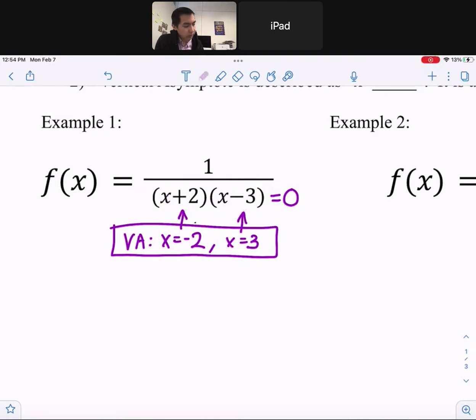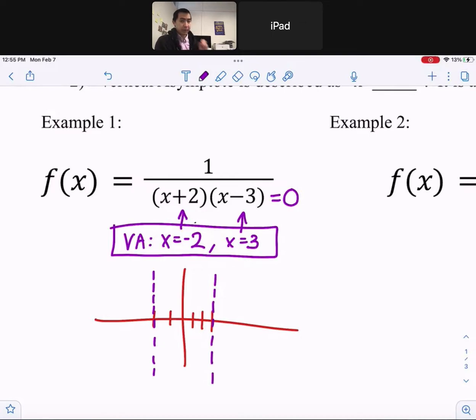When we graph this, it will look something like this. x equals -2 means there is a dotted line at x equals -2, and a dotted line at x equals 3. You're not expected to graph yet, but that's what it would look like if you were to graph.